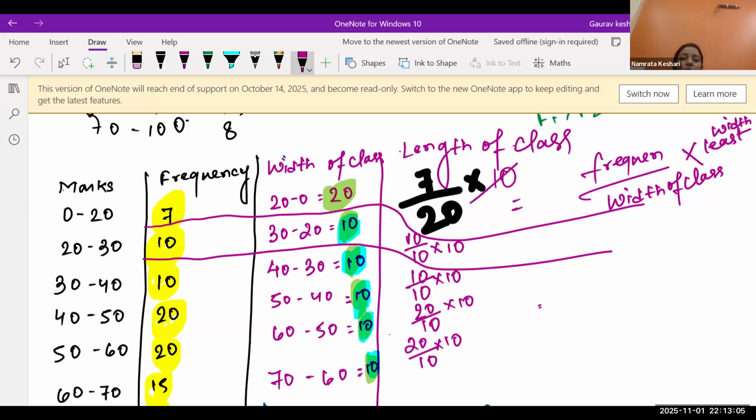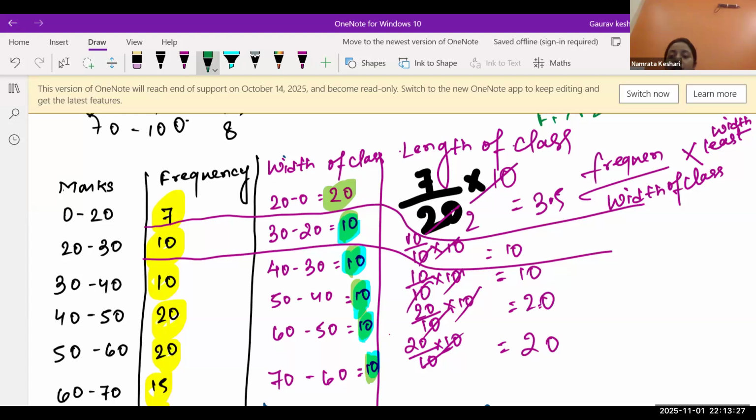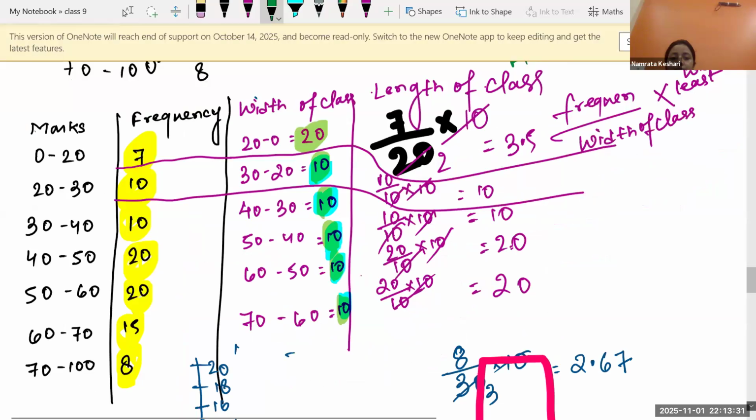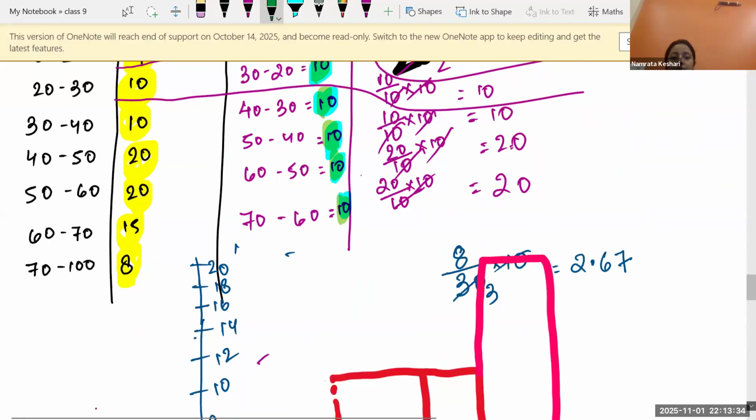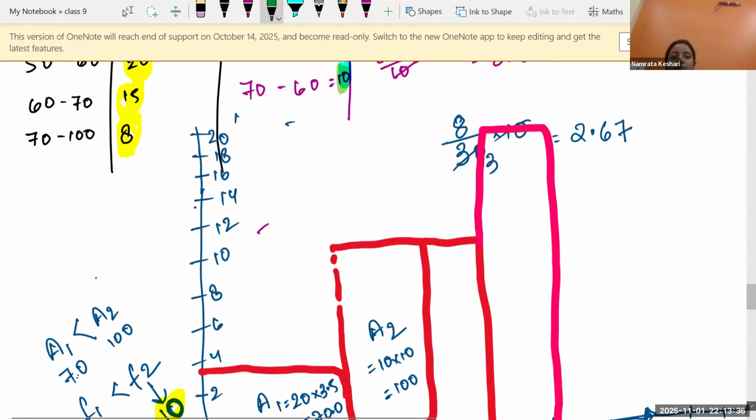We'll be getting 10 2 times 20. Here you will be getting 3.5. Here you will be getting just 10. Here you will be getting just 10. Here you will be getting 20. Making sense? Yeah, ma'am. Here you are getting 20. And this time, rather than taking that frequency, now you will be taking 3.5, 10, 10, 20, 20 while plotting the graph. And your graph will look like this. Okay, ma'am. This is how your graph will look like.